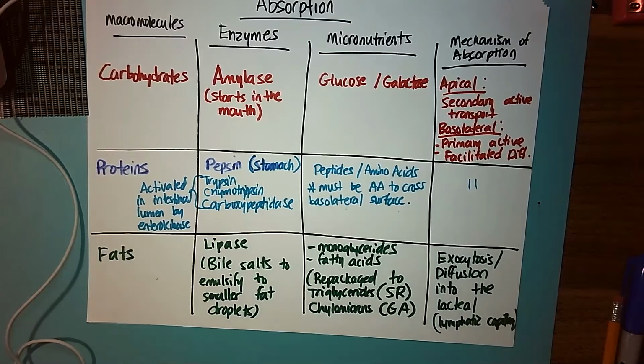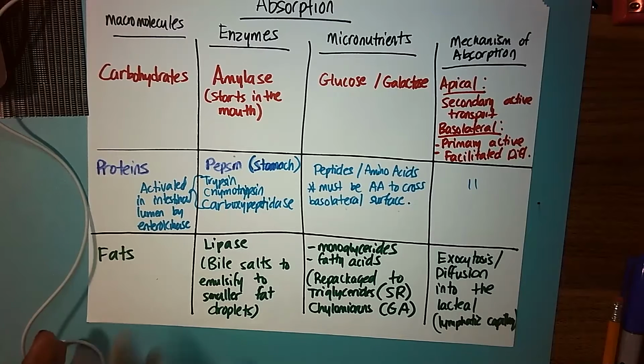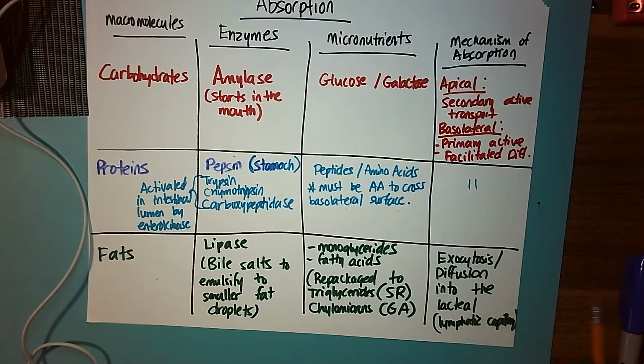So this is a good way for you to synthesize everything we talked about with the breakdown of these macromolecules, the enzymes involved, what they're broken down to in order to be absorbed, and then exactly how they move across the apical surface of that cell and the basolateral surface into the bloodstream.